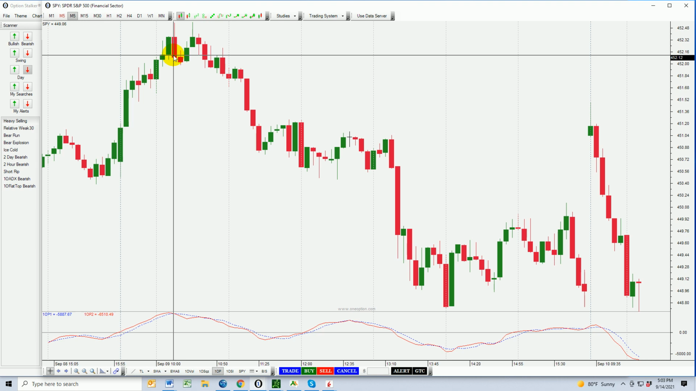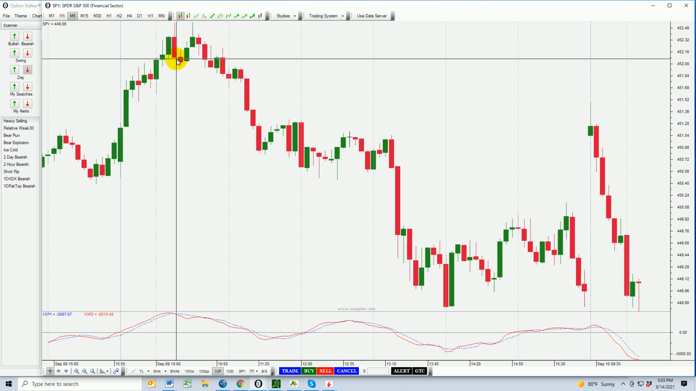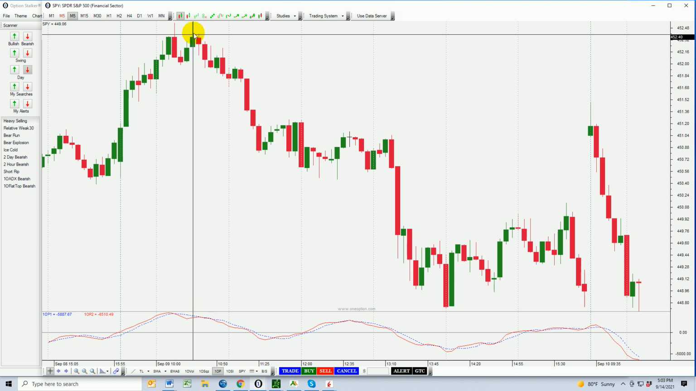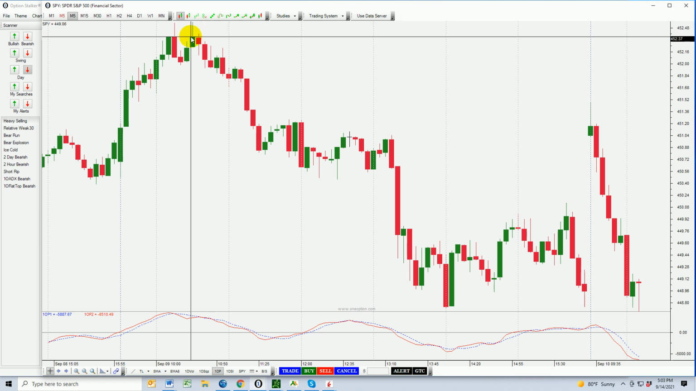No. Still need to have some technical confirmation. One candle is not enough. So we wait and we see what happens. Okay, now we're trying to challenge that high again. Here we go. Another tail above body, a wick, as it's called. That tells me that there's some resistance here.